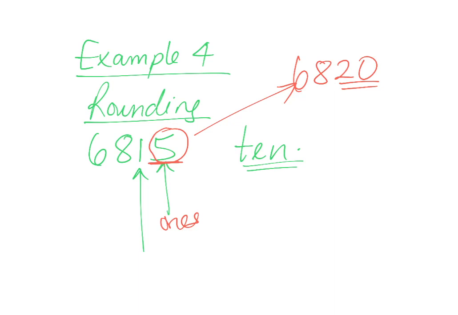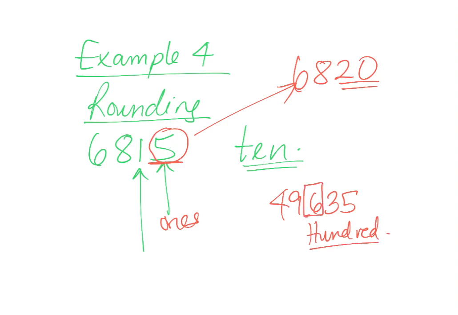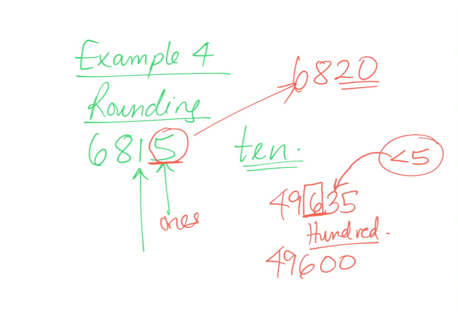There's another example we can look at where they ask us to round 49635 to the nearest 100. How do we deal with that one? We look at the number that we're trying to round up to, and we go to the number next to it, and we say that's a 3. That's less than 5. That means this will remain 496 and then 00. So it rounds to 49,600 because the 3 was less than 5.